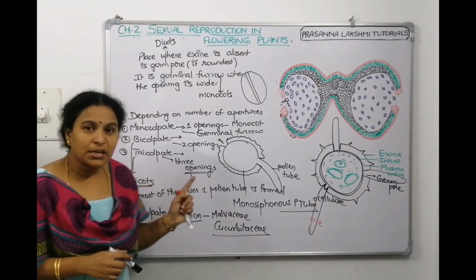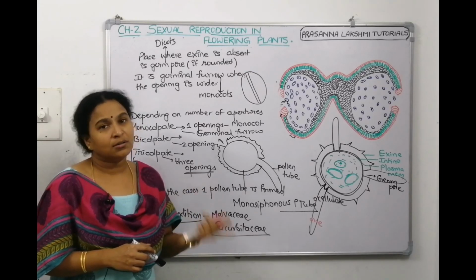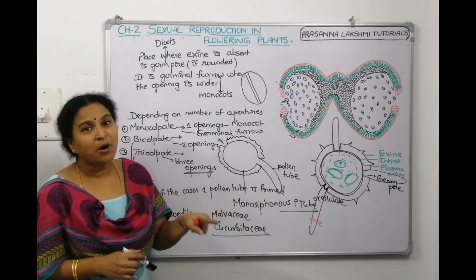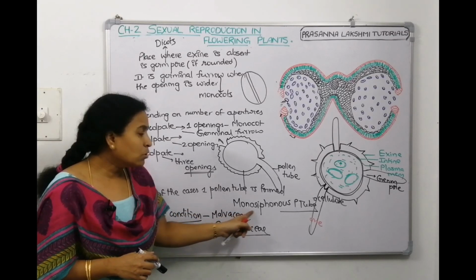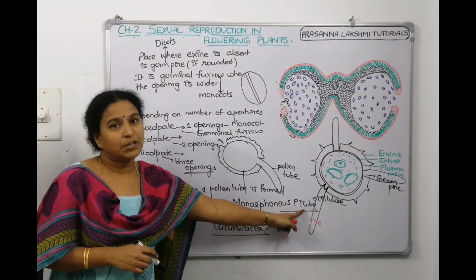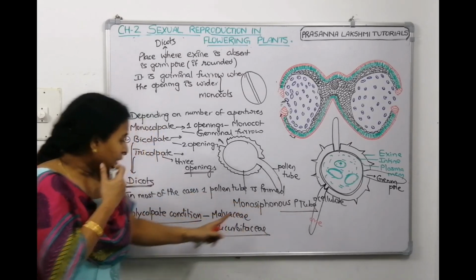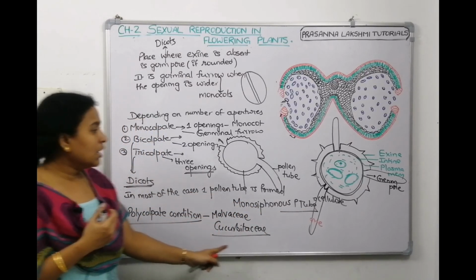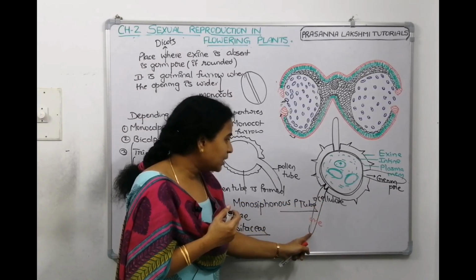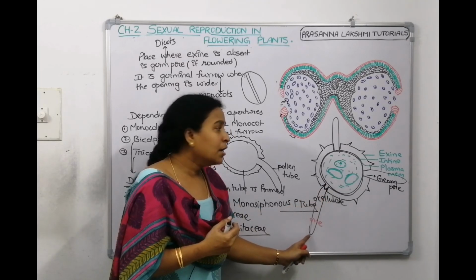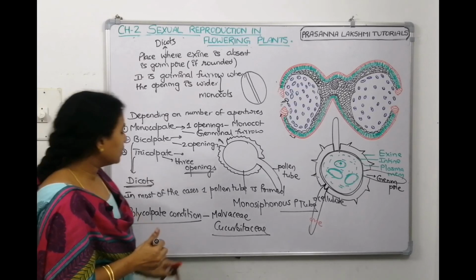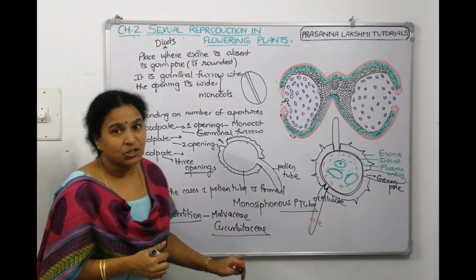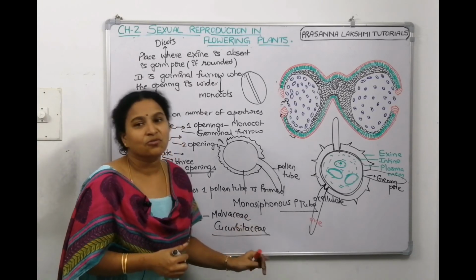Now, in most of the cases, even with one or two or three germ pores, only one pollen tube will come out. Such a pollen grain is called a monosiphonous pollen grain. Whereas in Malvaceae and Cucurbitaceae, as many germ pores as there are, that many pollen tubes will be formed. That condition is called polycolpate condition, seen in Malvaceae and Cucurbitaceae.